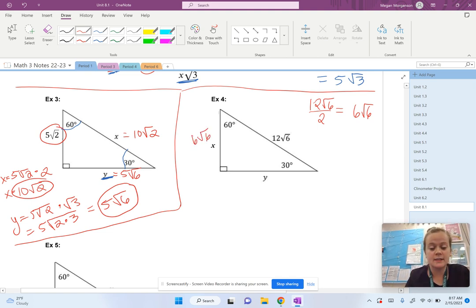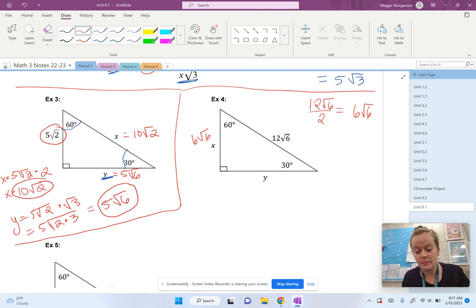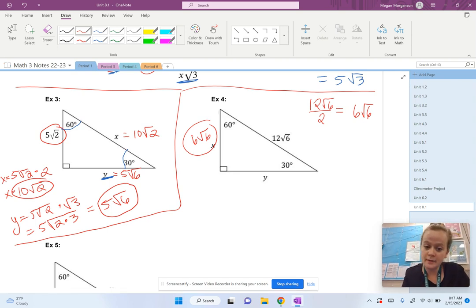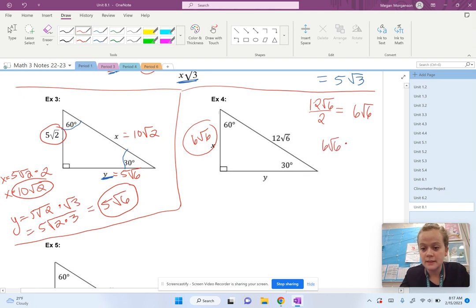And you can always double check this. Like, okay, I've got the short leg now. If I multiply the short leg by 2, does that give me the hypotenuse? Yeah. As long as the proportions stay up, we're good. So short leg I now know is 6 root 6. Then remember the long leg is the short leg times root 3. So I'm going to come over here. I'm going to do 6 root 6 times root 3. And that's y.